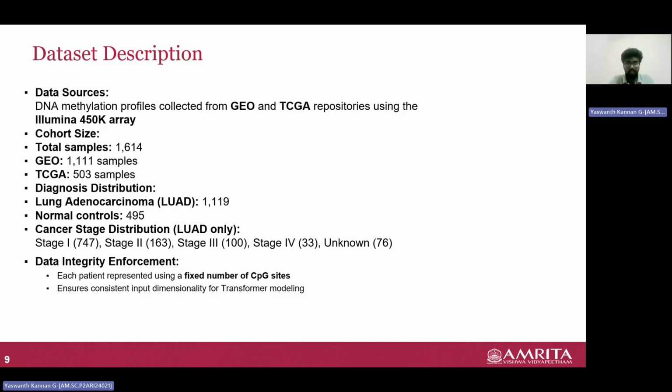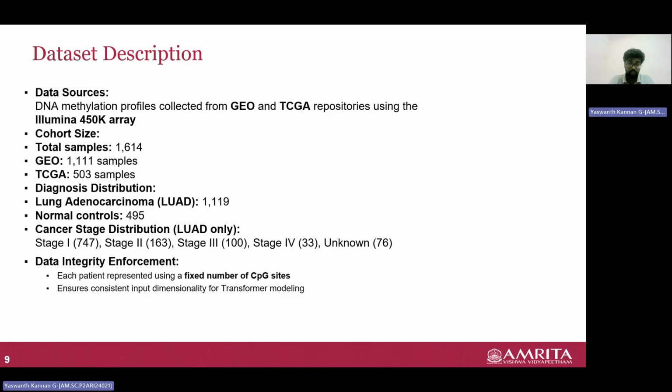So for the study, DNA methylation data is being used, as I told you before. This data was collected from the two major publicly available repositories, one is GEO and the other one is TCGA, which are widely used for cancer research purposes. This data set consists of a total of 1,614 samples, extracted from 1,614 patients.